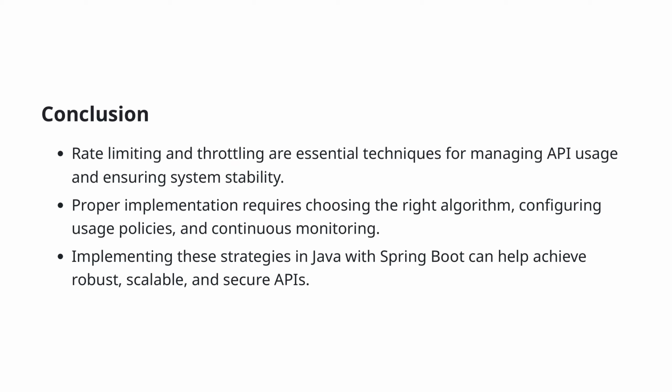In conclusion, rate limiting and throttling are indispensable techniques for managing API usage and ensuring the stability of your systems. Proper implementation involves selecting the appropriate algorithm, configuring precise usage policies, and continuously monitoring performance to adapt to changing needs. By applying these strategies within a Java environment using Spring Boot, you can create robust, scalable, and secure APIs that stand up to abuse and maintain integrity.